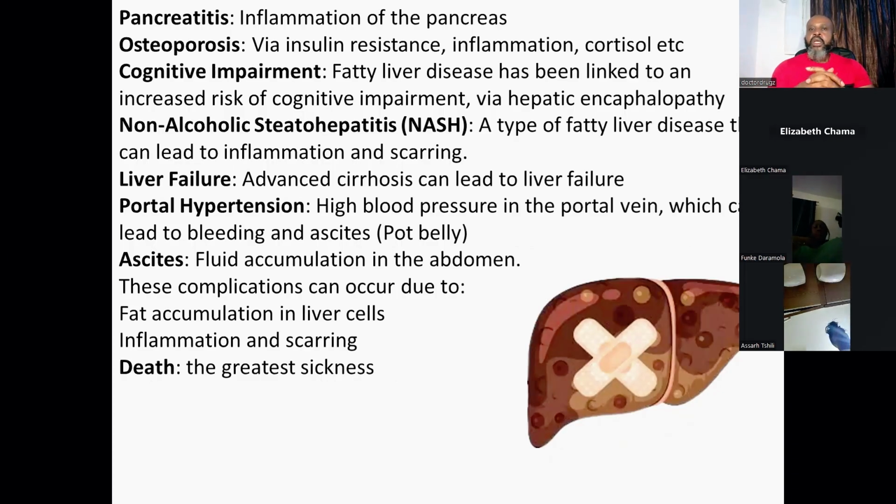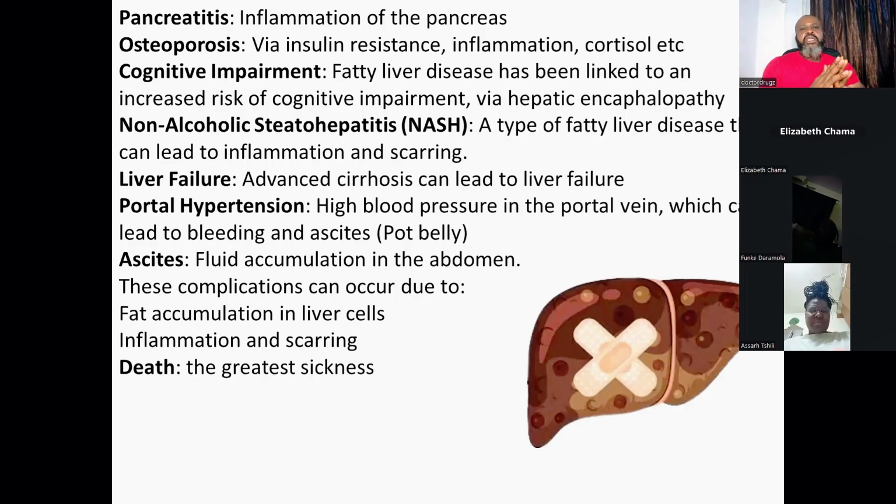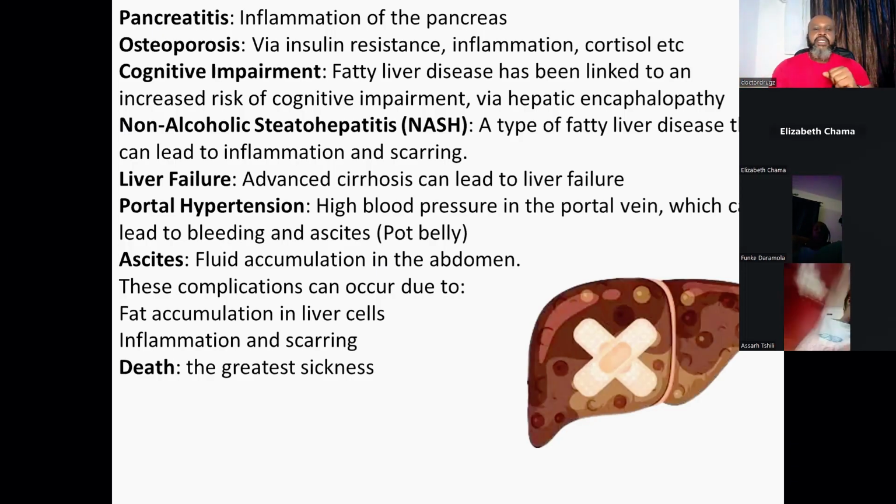Similarly, during menopause, the estrogen level goes down, and these osteoclasts are also stimulated to begin to dissolve bone, leading to what? Osteoporosis. That's why menopause leads to a lot of bone and joint issues. If you check a lot of women that have bone and joint issues like osteoarthritis and the rest, you find out that it often falls within that range of 45 to 55, which is also similar to the range where people have menopause oftentimes. Now, cognitive impairment, of course, because we know that may lead to hepatic encephalopathy, liver failure, portal hypertension, ascites, as we aforementioned, and death, which is the greatest sickness.